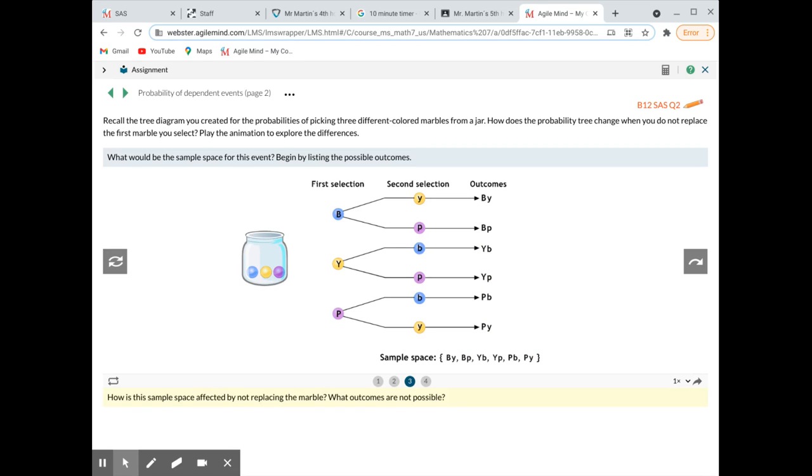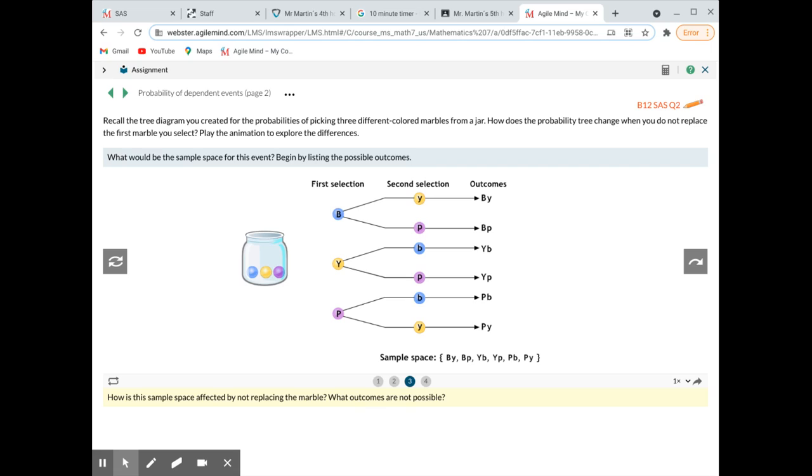All right. So how is the sample space affected by not replacing the marble? Like, what outcomes are not possible? What will we not get? Blue and blue, yellow and yellow. The same color. Correct. Good job. Yeah, we don't get the same color twice. Great job, guys. Y'all got it going on.